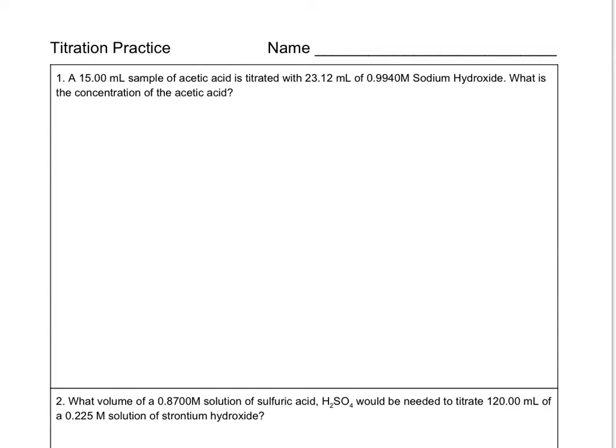Okay, titration practice here. We got a 15 milliliter sample of acetic acid, which is HC2H3O2, titrated with sodium hydroxide. Okay, here's the key here: this is all 1 to 1. So this is a +1, -1, +1, -1. So it's all 1 to 1. I don't even need to do much else beyond this. So this is going to be 1 mole to 1 mole.